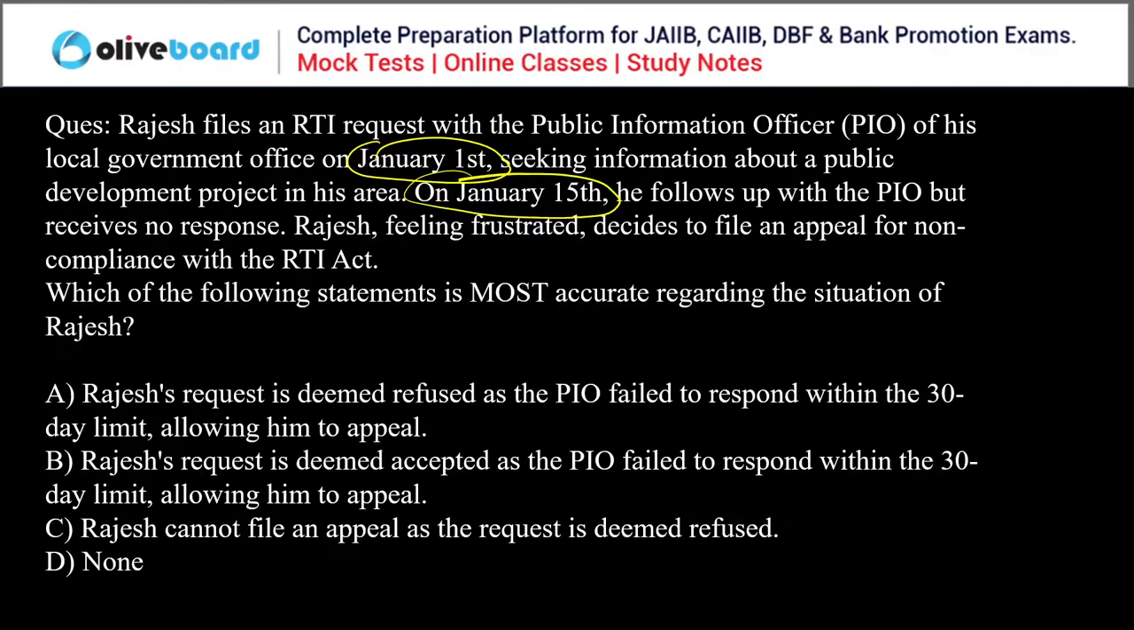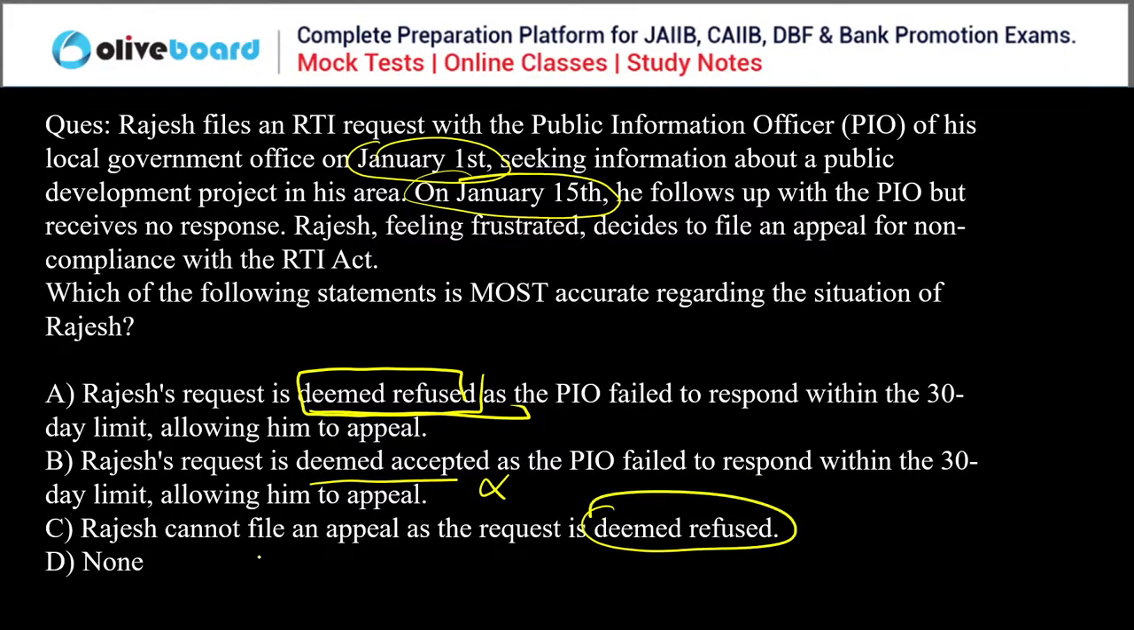So, when we are talking about this particular thing, deemed accepted cannot be the answer. Now, from A and C, we have to choose because it is deemed refused. If the PIO fails to respond within 30 days, yes, it is deemed refused. True. But now, in C, it is saying that you cannot file an appeal, which is wrong. Still, you have the flexibility that you can file an appeal against the PIO order. So A is the correct answer here. And that's why A is the correct answer here, everyone.